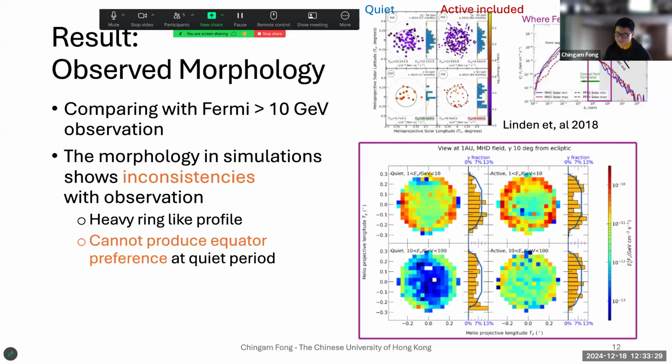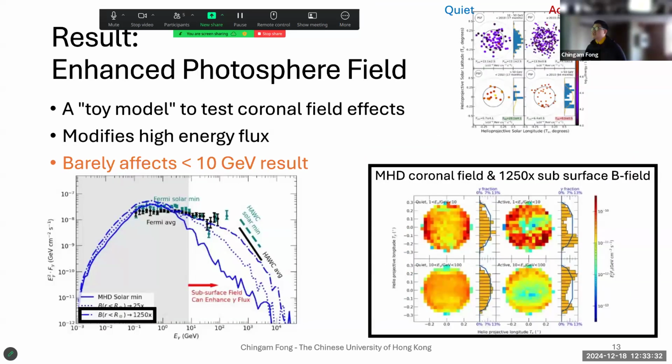But that's also okay, because we know that the sun doesn't just have a magnetic field in the corona, it also has a subsurface field. So we do a toy model, a very unrealistic one. We artificially enhance the field below the surface by a constant factor. Here I show the dotted line, which is an enhancement by 25 times, and the dash-dotted line shows it multiplied by 1,200 times. And amazingly, first of all, the result below 10 GeV doesn't change by much.